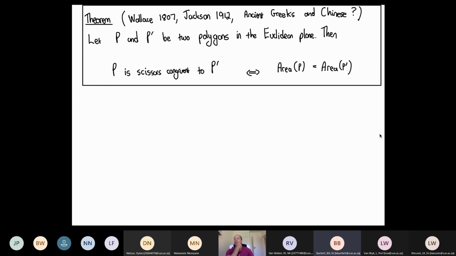And it's a theorem which was formally proved by Wallace and Bolyai-Gerwien, but really probably due to the ancient Greeks and the Chinese, which is the following: let P and P prime be 2 polygons in the Euclidean plane. Then P is scissors congruent to P prime if and only if the area of P is equal to the area of P prime.